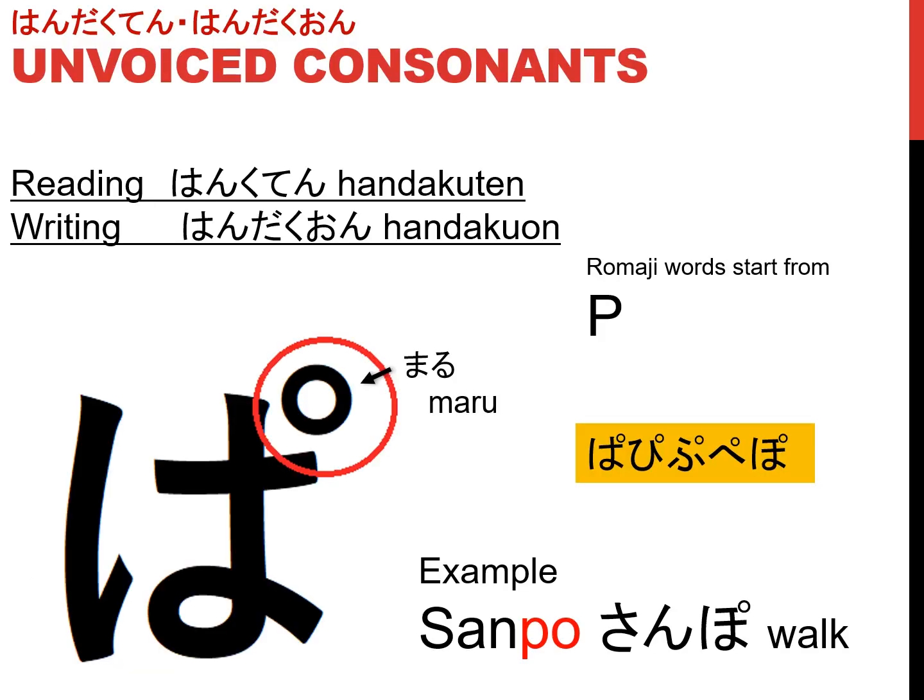Handakuon and handakuten are called half-voiced consonants in English. When pronounced starting with P, it is called a half-voiced consonant, and when written as characters, it is called a half-voiced mark. In both hiragana and katakana, it is written with a single circle in the upper right. In both cases, it is pronounced like an explosion.